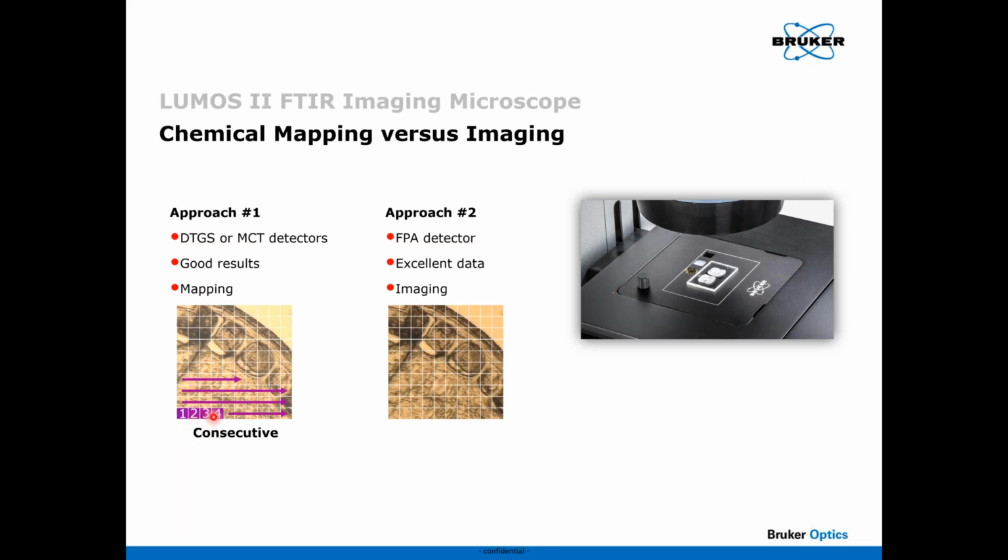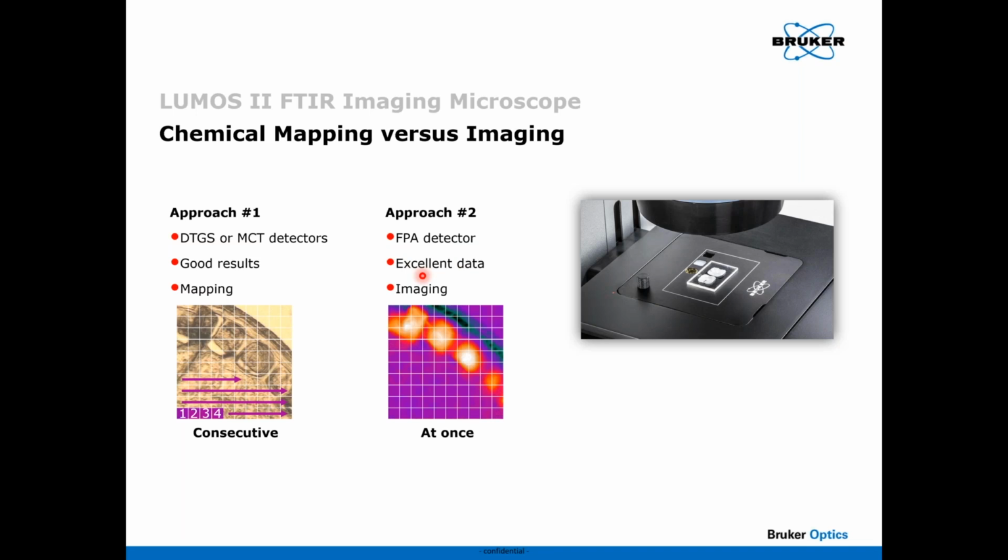Now, say you don't have a focal plane array detector, you can still collect the points one by one, going from one point to the other consecutively. And with a good MCT detector, that will work okay. You can also use a DTGS detector in the system. The results are good, but not ideal. It's slower because you're doing 1 pixel at a time instead of 1,000 a shot. With the focal plane array, the data is much better, and I'll explain that.